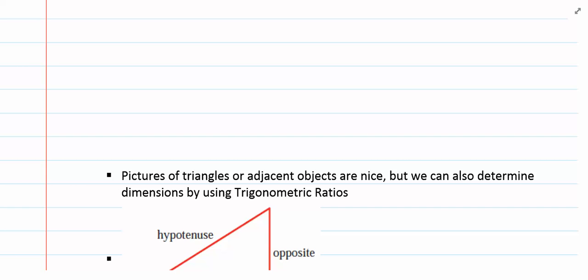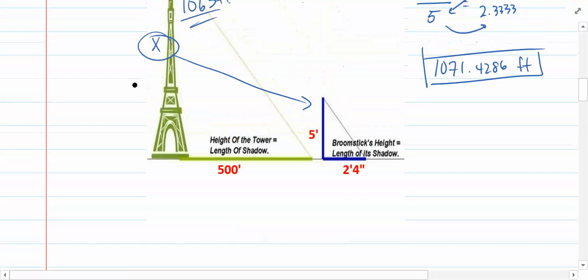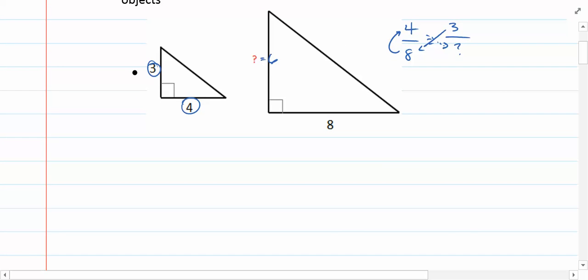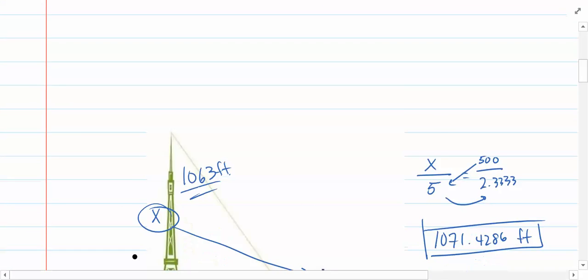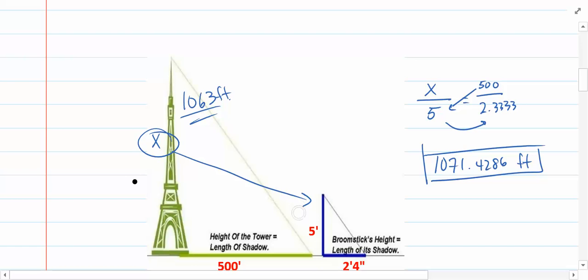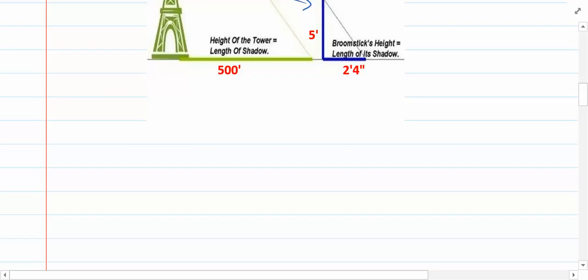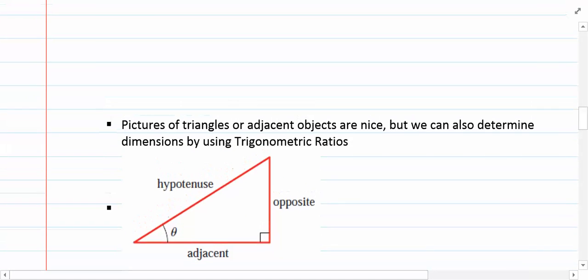Pictures of triangles or adjacent objects are nice. If I had a picture of a rectangle, I can measure it and use that to represent the real-life object. Or if I have two real-life objects next to one another, that's nice to work with. However, we can also determine these dimensions by using our trigonometric ratios. In order to use trigonometric ratios, we have to identify the parts of a right triangle. First things first, every right triangle has a right angle down in the corner here.